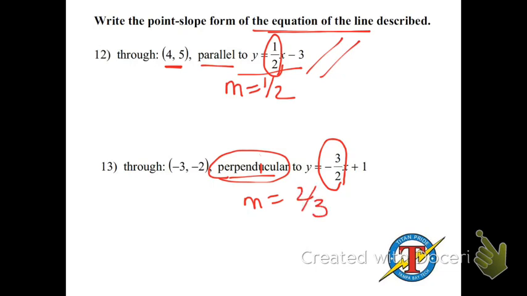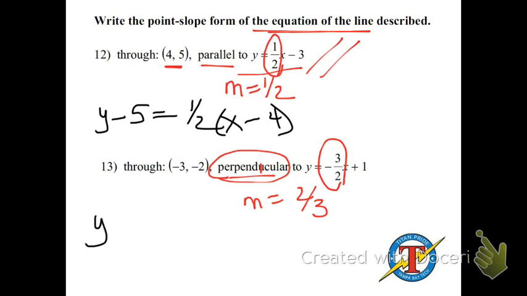So now we're going to do the same thing we did before. Point slope form, very, very easy. Again, all year long you will use point slope form. Y minus y1 equals m times x minus x1. Leave it like that unless told to do more. Done. Okay, last one. Y minus y1 equals m times x minus x1. Done. Call it a day.